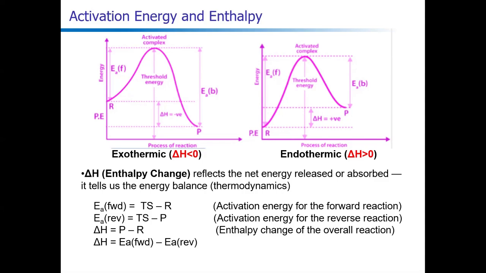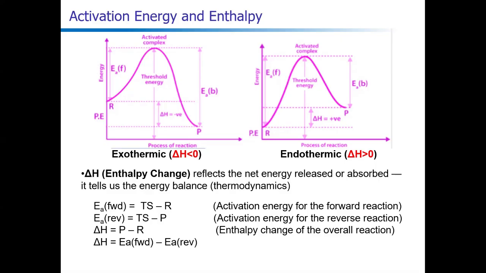So delta H is thus the energy difference between products and reactants, and can be given as products energy minus the reactant energy. It's also important to realize that delta H is also equal to the forward activation energy minus the reverse activation energy. So by combining the activation energy in both directions, you can also estimate the enthalpy change of the overall process. This connection shows how thermodynamic favorability, delta H, and kinetic accessibility, activation energy, are related but not necessarily the same. A reaction can be thermodynamically favored, but still very slow if activation energy is high.